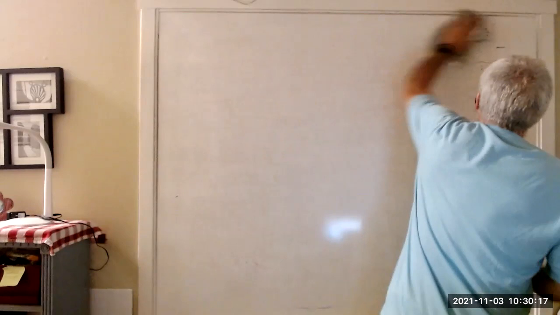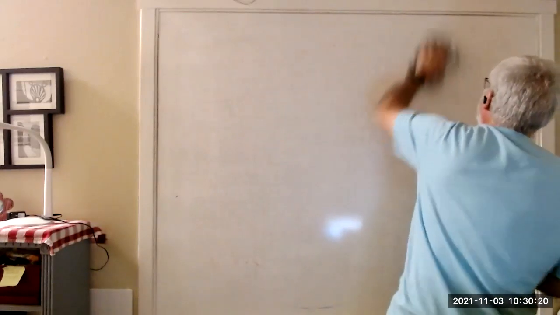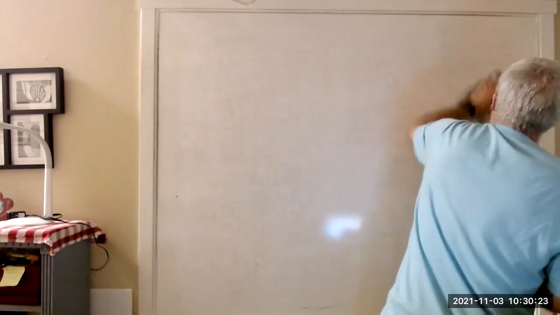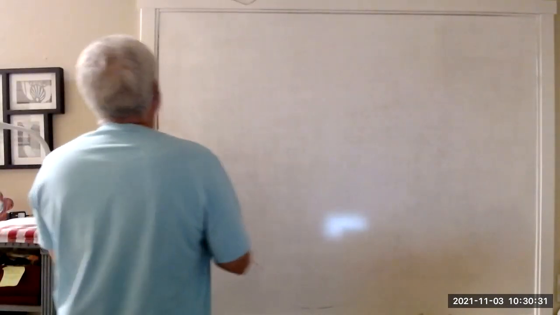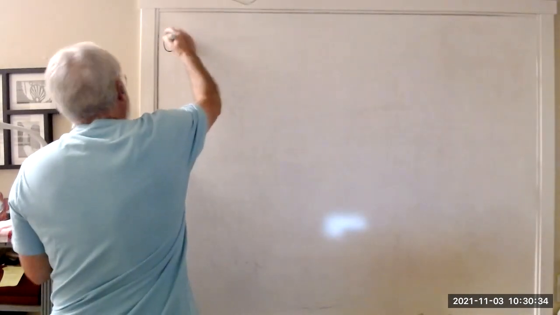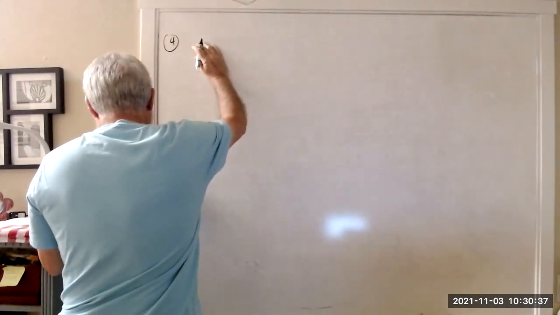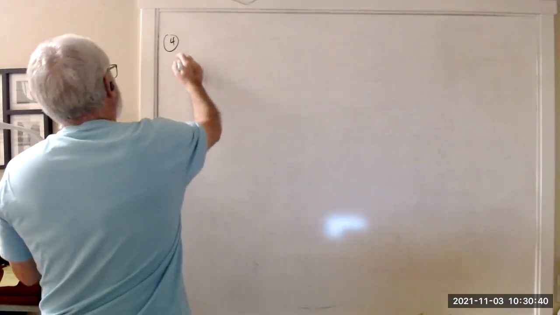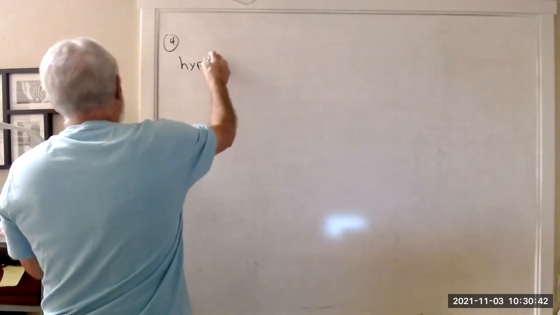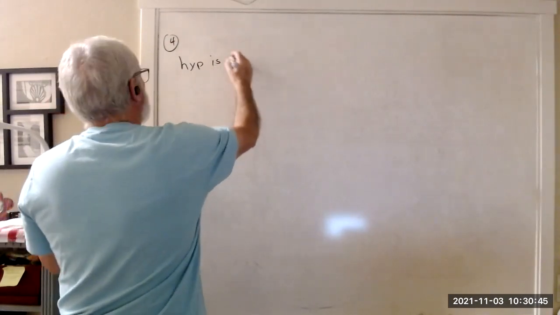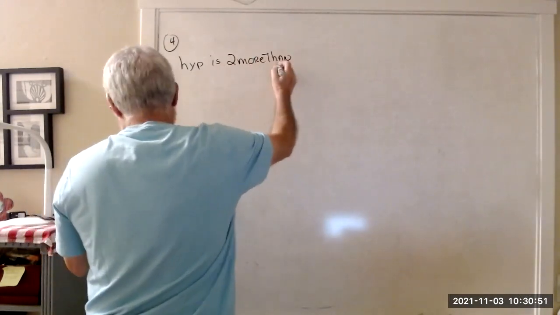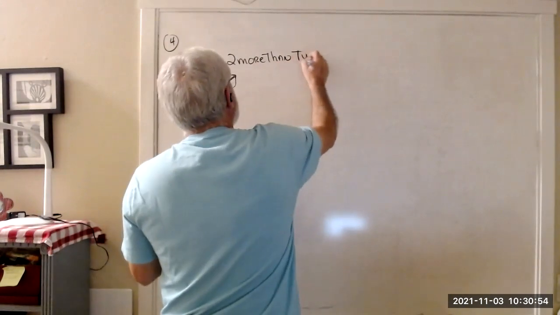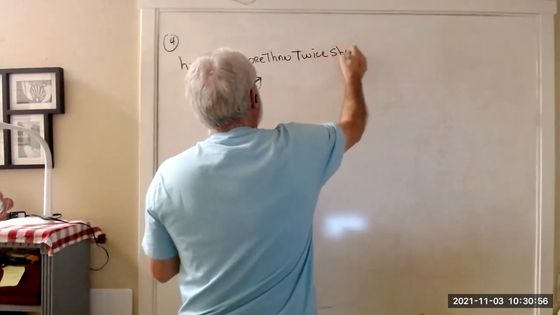All right, I want to do one word problem and then jump into chapter 10. Yay, one word problem. I'm going to do number 4 from that handout I gave you, unless somebody can tell me I already did it. Number 4 says the hypotenuse is 2 more than twice the shortest leg.